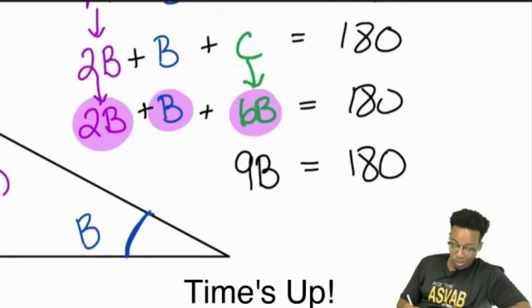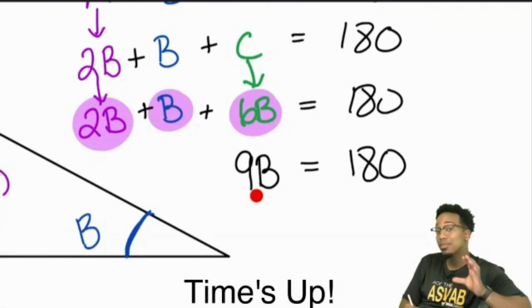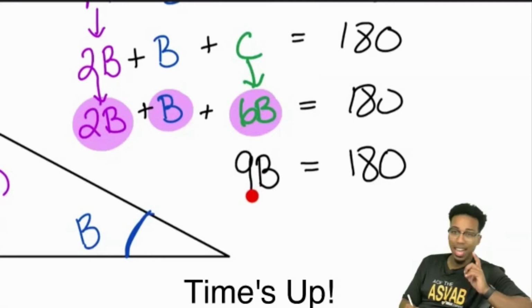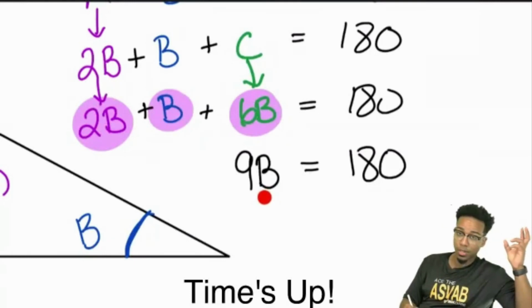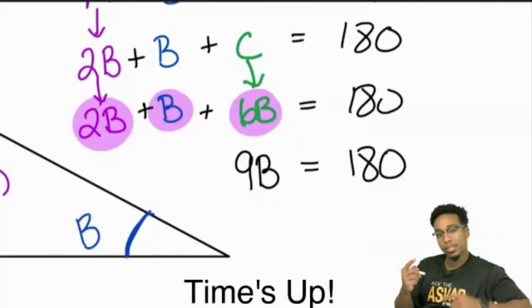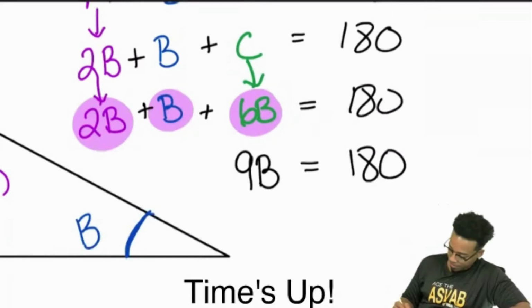So right now what we notice is that 9 and B, that's 9 times B. That's the same thing as saying 9 times B. So if we want to get rid of the 9 to get the B by itself, you got to do the opposite. Because you were multiplying 9 and B together. To get rid of the 9, do the opposite and divide by 9. And so that right there, boom.